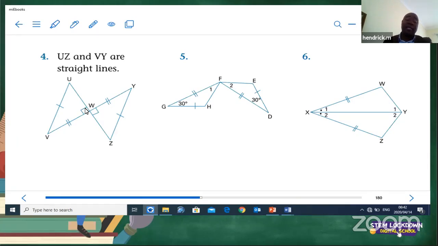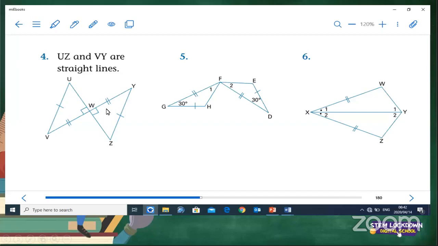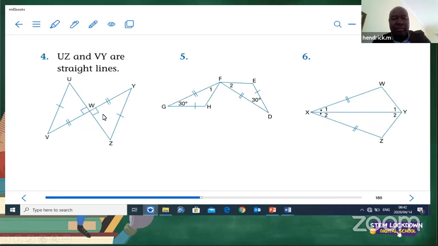And of course, you can make a conclusion without any delay that the two triangles, triangle UWV, is congruent to triangle ZWY. You have got two sides and an angle. And of course, the other one is the right angle. You can use the right angle, hypotenuse side, and a side. That will be the condition.